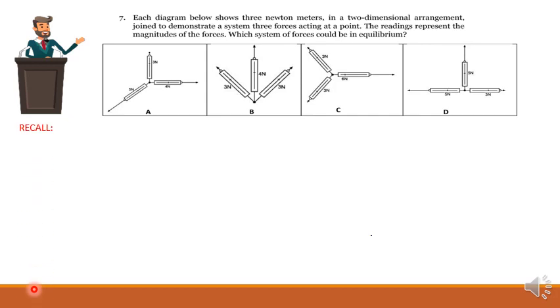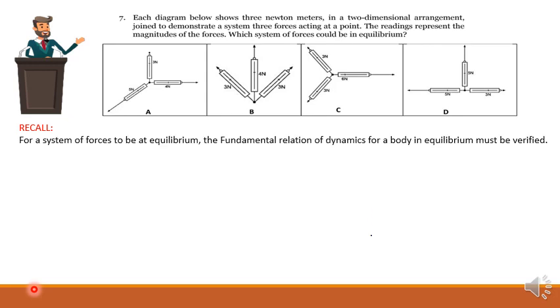We have to make a little recall that will enable us to solve this problem accurately. Now, for a system of forces to be at equilibrium, the fundamental relation of dynamics for a body in equilibrium must be verified. And we know that from TCI, the sum of the total external forces on a body in equilibrium is equal to 0. In equilibrium, we simply mean the time when all the forces acting on that body at that point sum up to 0. So from the TCI, the theory of the center of inertia, if the sum of all these forces gives us 0 for a particular system, then the system is in equilibrium.